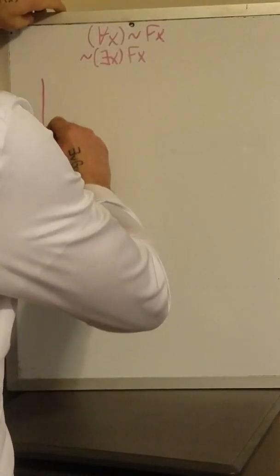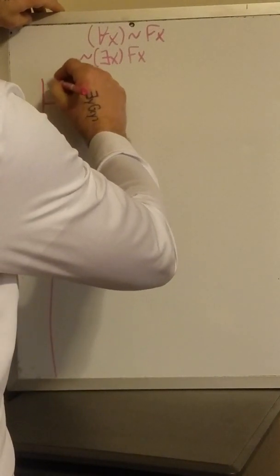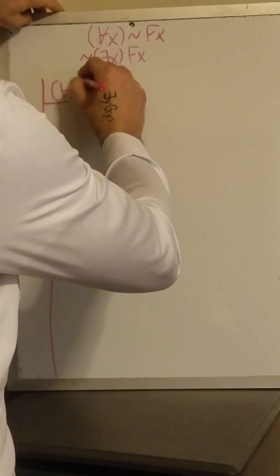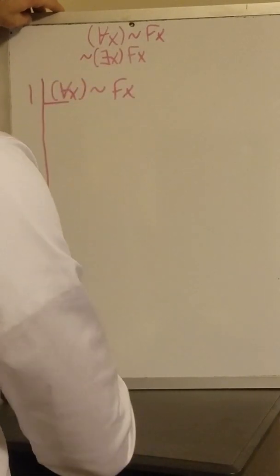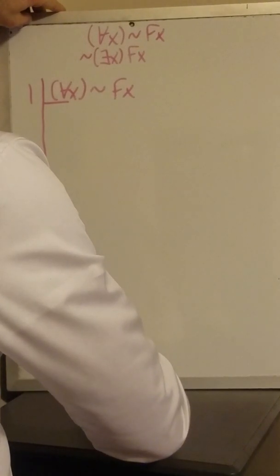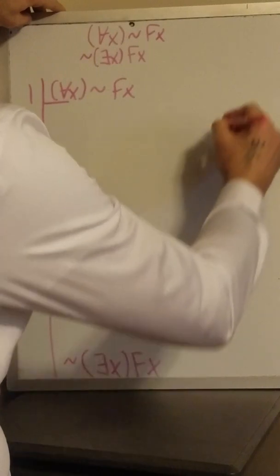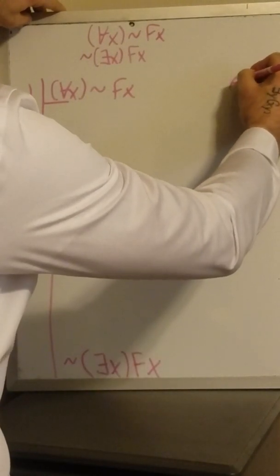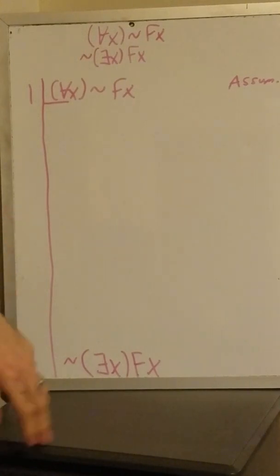All right. So the first direction of our proof will go from all x not fx to nothing is f. Okay, so this is an assumption. We get some assumptions to work with this time. So how are we going to get this?